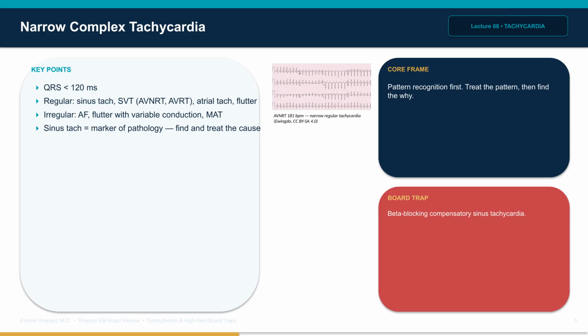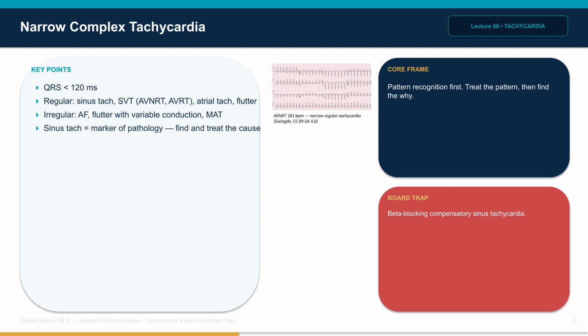Sinus tachycardia is a marker of pathology and needs the underlying cause treated, not a beta blocker. Board buzzwords. AVNRT is the most common paroxysmal SVT in adults and is typically a regular narrow tachycardia at 150 to 250 with no visible P waves or a pseudo R prime in lead V1. Orthodromic AVRT conducts down the AV node and up the accessory pathway, producing a rhythm indistinguishable on the surface from it.